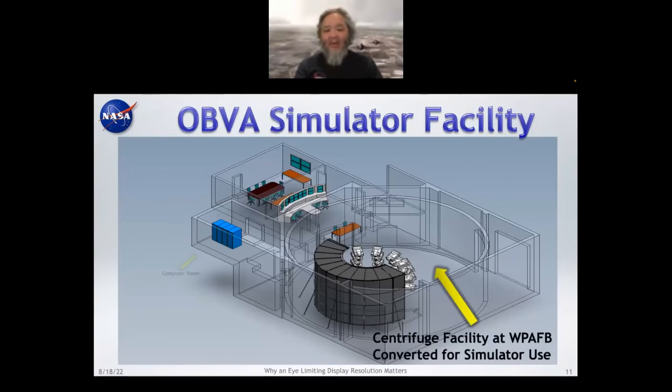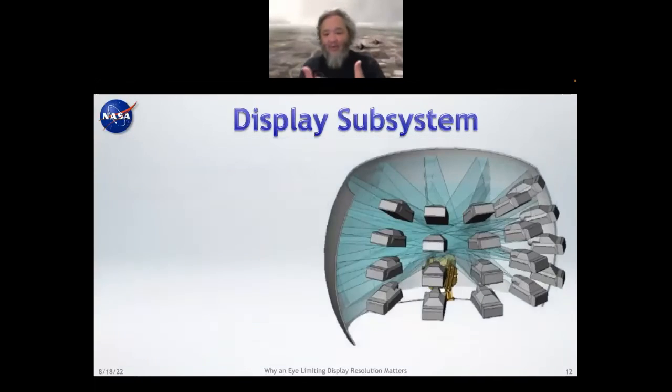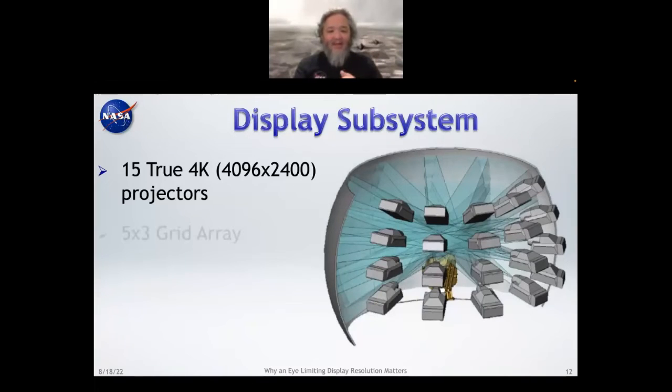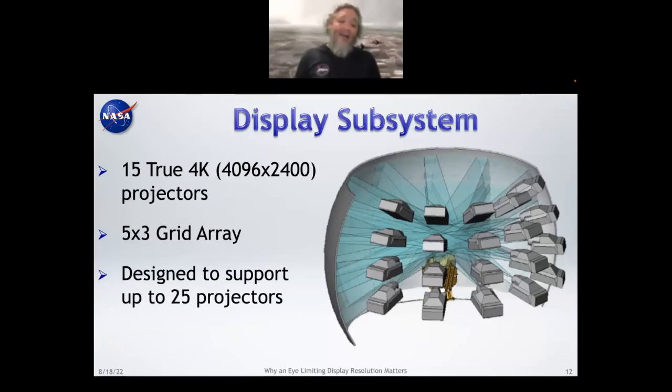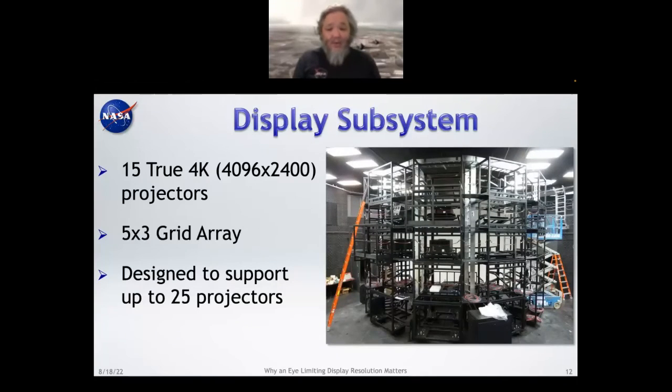So a little bit about the original project, OBVA simulation facility. It was at Wright Pat Air Force Base in an old centrifuge. But really the key thing is that this was the array of projectors. At the time, you had to have high-end projectors. These were big cinema quality projectors. In the initial implementation, we had 15 of those in a 5x3 grid, and then eventually updated to a 25 projector system.